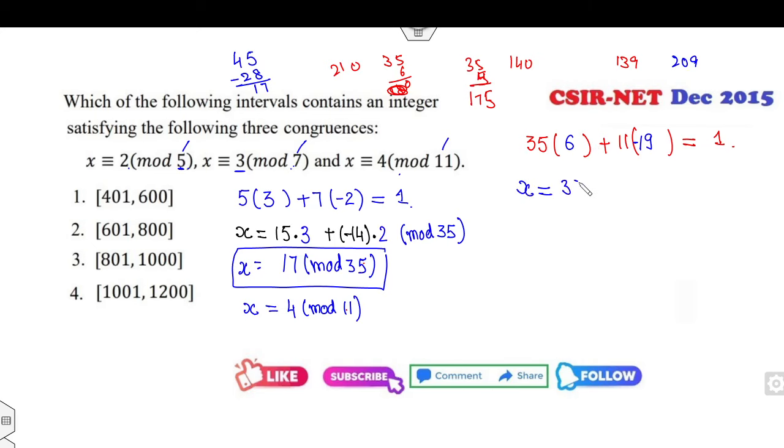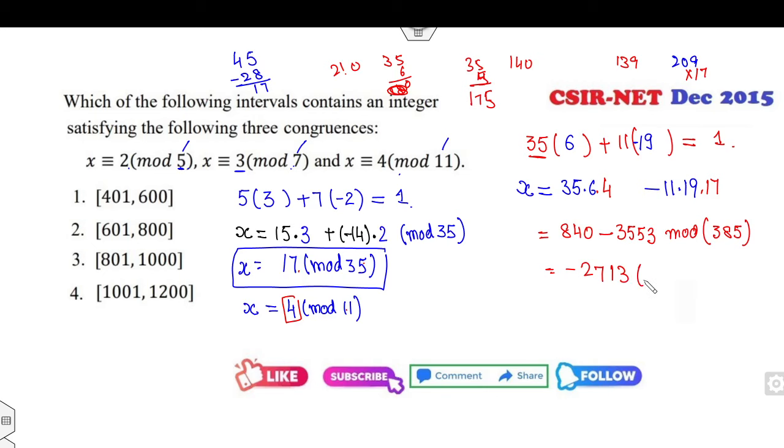So my final solution will be 35 into 6 and it will be 11 into 19, and the opposite numbers will be 4 and 1, modulo 35 into 11, 385. Now you can multiply them. 35 into 6, 210, it's 840, minus 11 into 19, 209 into 17. If you multiply them, 209 into 17, you will get 3553. So if you subtract from 840, you will get minus 2713 modulo 385. Fine. Once you get this number, now if you divide by 385, you will get minus 18 modulus 385. But I need all numbers to be positive. So I can convert into positive. I can add them. It will be 7.